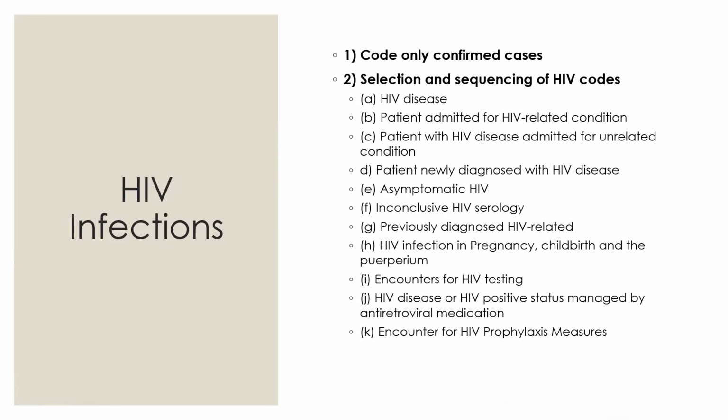Now, when it comes to prophylaxis measures, the code Z29.81 should be used for pre-exposure prophylaxis or PrEP.